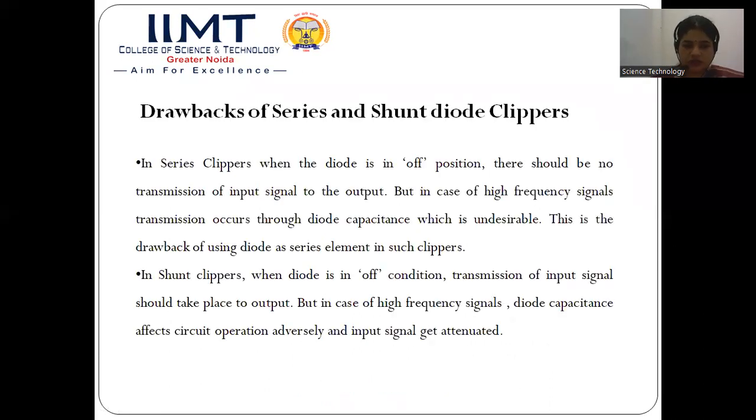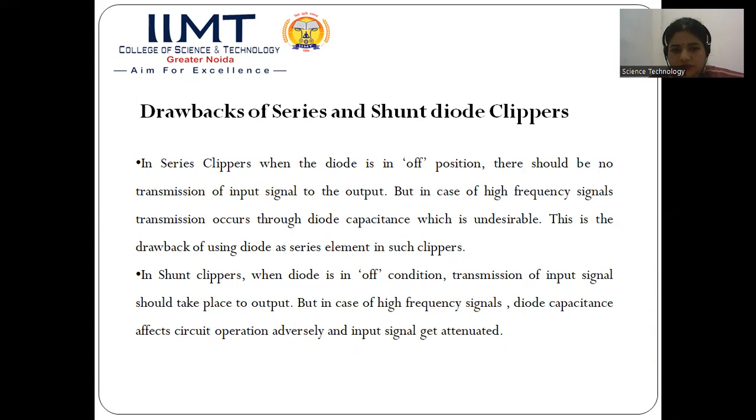So now we have studied basically four types: positive, negative, biased, and combination clipper. Depending upon our requirement, what portion of the input waveform we want to remove or clip, we can use that clipper circuit. Now, today we have discussed the clippers which are called diode clippers, in which we are using diodes in the clipping circuits. So these circuits are very useful, but there are some drawbacks of the series and the shunt diode clippers.